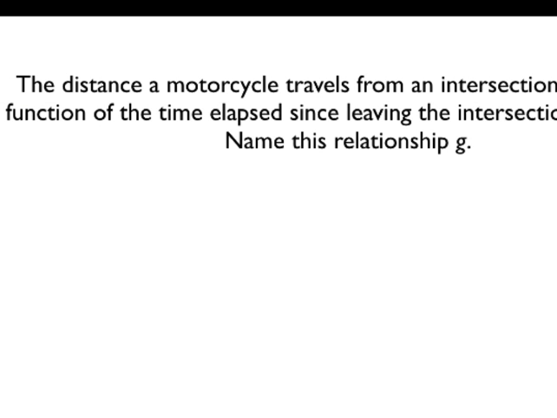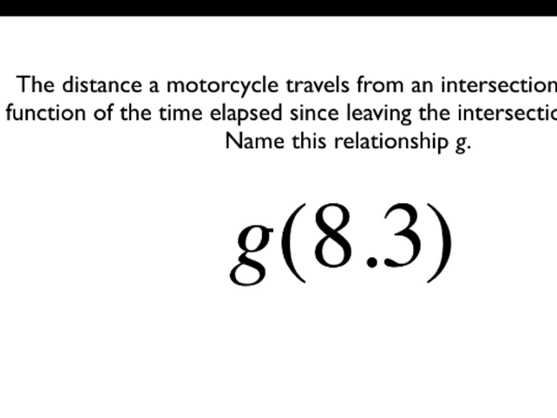Okay, so the distance that a motorcycle travels from an intersection in miles is a function of the time elapsed since leaving the intersection in minutes. We're going to name this relationship G. So if I wrote that up there, what comes to mind?